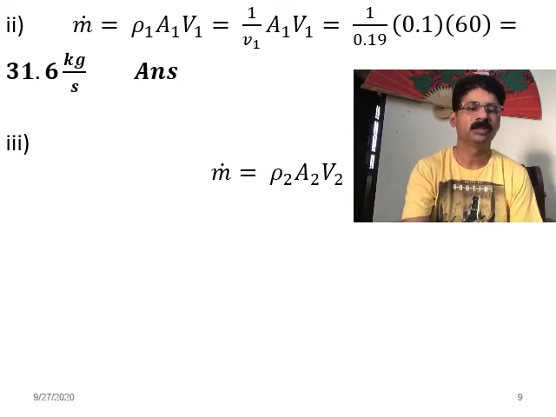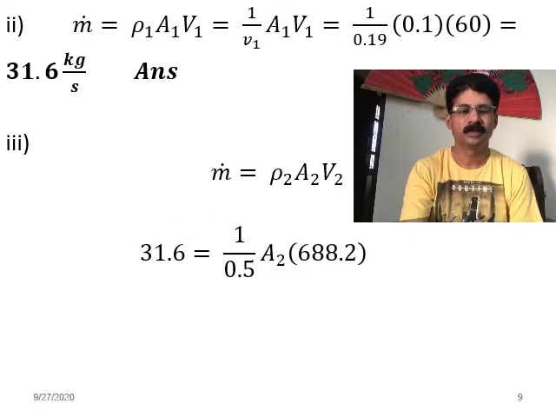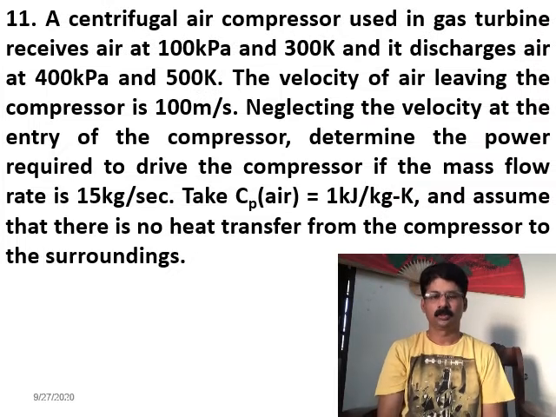Number 2, m dot, the usual continuity equation. You have to find the mass flow rate, rho 1 A1 V1, which is nothing but 1 by v1 into A1 V1. Substitute, and you will get 31.6 kg per second. And number 3, you have to find A2, so 1 by v2 into A2 V2. Only A2 is unknown, so find A2 also, which is 0.0229 meter square. Okay, now we solve this problem.